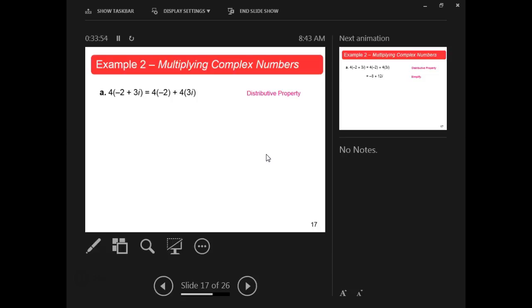Let's distribute here. What would that give you? Negative 8 plus 12i. Always keep the sign in there. Negative 8 plus 12i. Very good. All right, how about this one? What would that be? 8 minus 6. Very good, which would be 2.